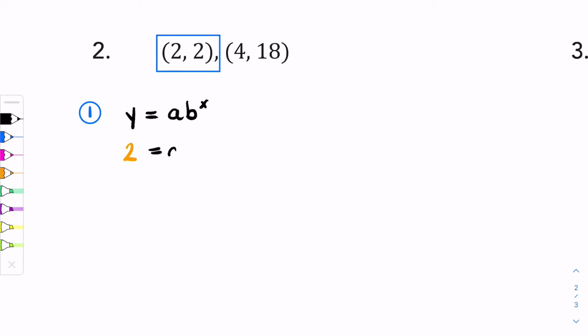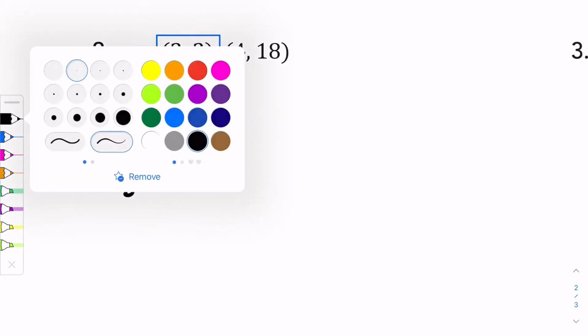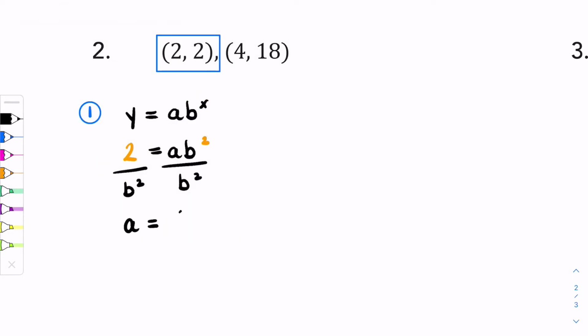For number 2, we have points 2, 2 and 4, 18. I'm going to start by picking 2, 2 as my first point. With that point, I need to use the general function and I need to solve for a. The general function is a times b to the power of x. I'm going to replace y with a value of 2. That equals a times b to the power of 2. I'm solving for a, so divide both sides by b squared. A is equal to 2 over b squared.